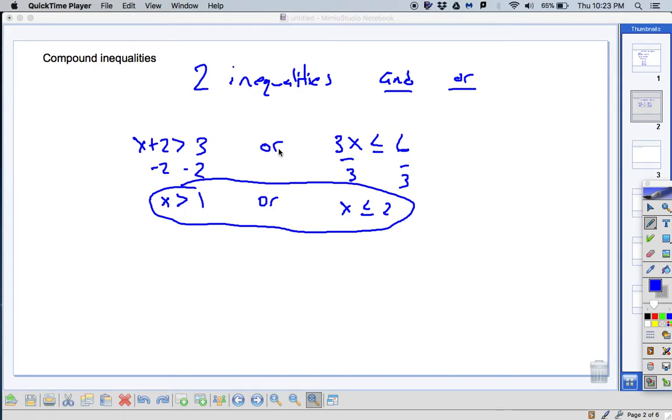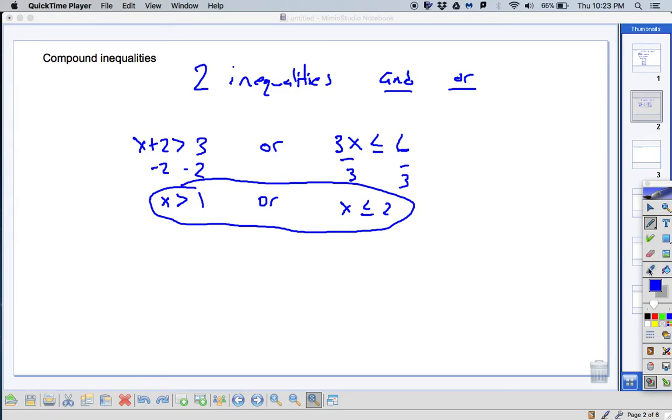So really, if you covered up everything on the right, you would solve this just the way you do it as a regular inequality. You're going to do the same thing on the right, solve it as a regular inequality. And you leave the word or in between, and then you circle it as one big statement. X is greater than 1, or x is less than or equal to 2. So that's how you do compound inequalities for or.